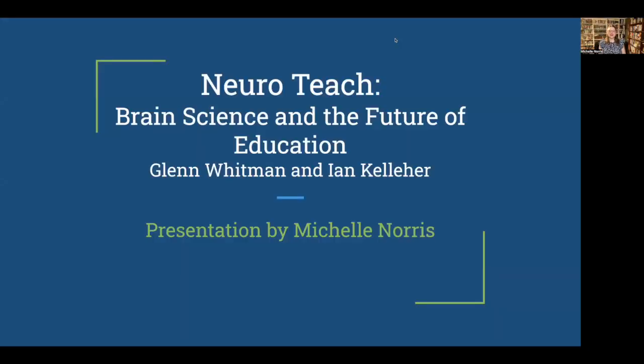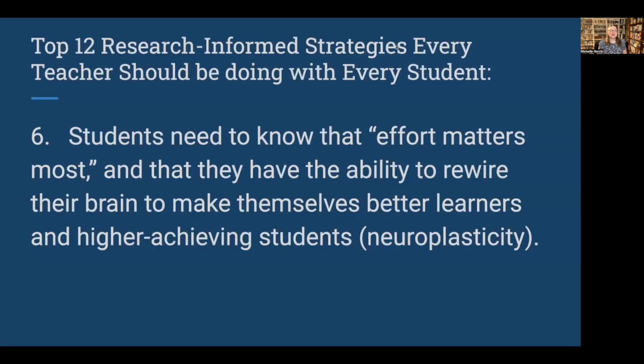We're going to continue talking about NeuroTeach, and we're going to do number 6 and 7 of what every teacher should be doing with every student. The first thing we're going to talk about is that students need to know that their effort matters most and that they have the ability to rewire their brain and make themselves better learners and high-achieving students. This is called neuroplasticity. So we're going to do a little bit of brain science today, which is really exciting.